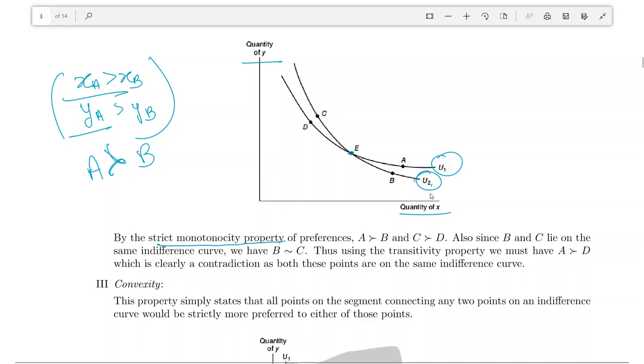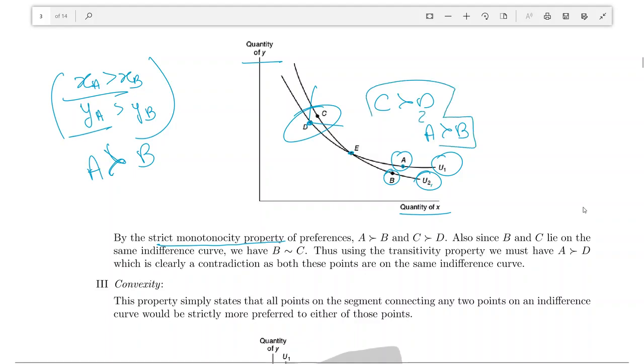So by strict monotonicity, I can see that bundle C has been constructed in such a way that it is preferred to bundle D. So bundle C has more of both X and Y, so C is strictly preferred to bundle D. At the same time, you have bundle A being preferred to bundle B. Also, D and A have been constructed on the same IC. So you have D indifferent to A.